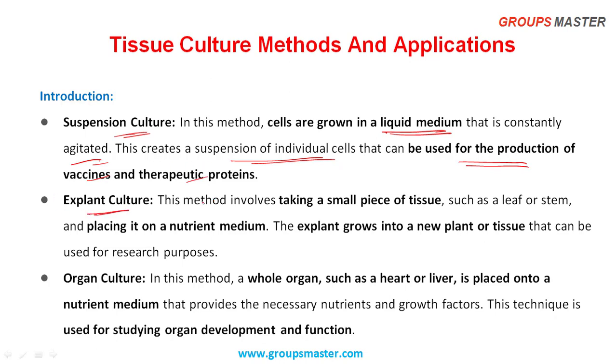Next one is explant culture. This method involves taking a small piece of tissue such as a leaf or stem and placing it on a nutrient medium. The explant grows into a new plant or tissue that can be used for research purposes.